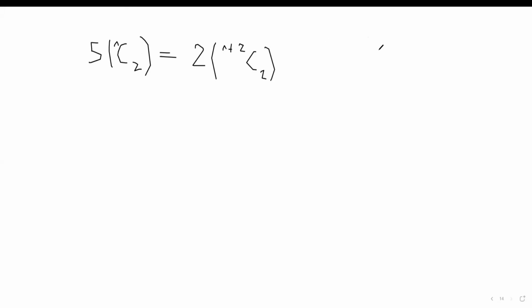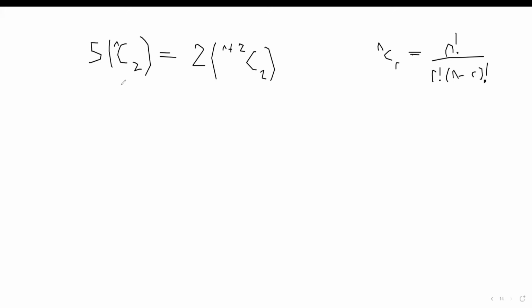So to find the value of n so that these two are equal, the first thing we need to do is remember the n choose r formula. We have to know it by heart. It is n factorial divided by r factorial multiplied by n minus r factorial.